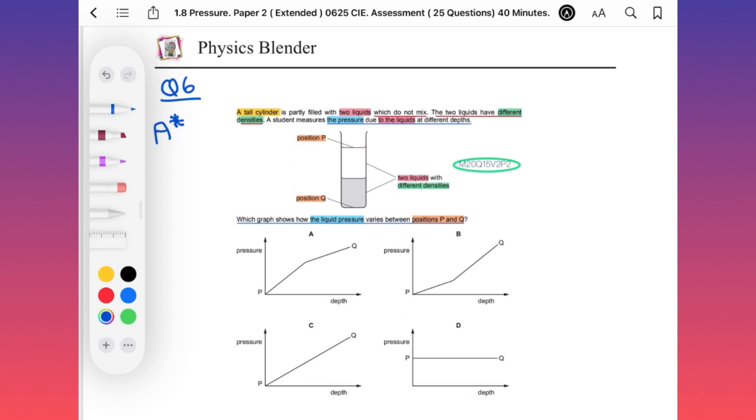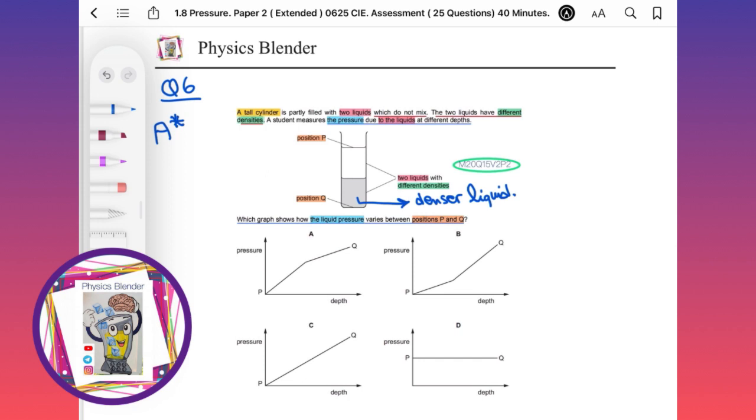We have position P and position Q, and we have two liquids with different densities. In this case, as shown, you can guess that the liquid at the bottom is denser. And the one floating has less density. Which graph shows how the liquid pressure varies between positions P and Q?